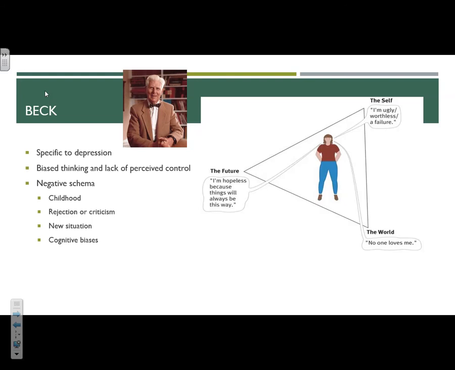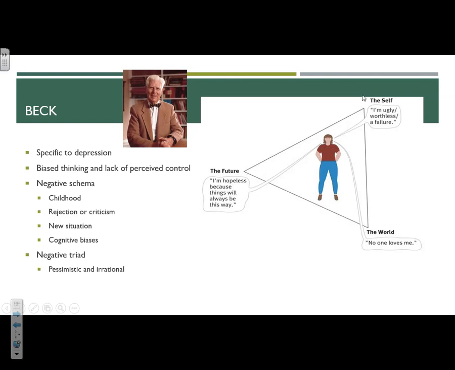And the cognitive bias that we're looking at today is the negative triad, which leads to somebody being very pessimistic and having irrational thoughts. And this is the negative triad. You have negative beliefs about yourself, the world, and the future. Your negative belief about yourself is that you're ugly and worthless and a failure, for example. So because you think that about yourself, you have those same negative thoughts about the world. No one will love me, and therefore you have very negative beliefs about the future as well. I'm hopeless because things will always be this way.